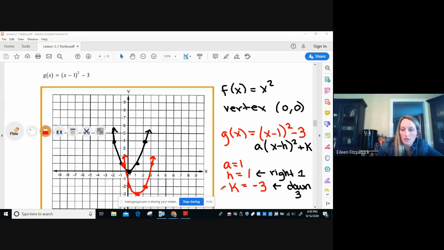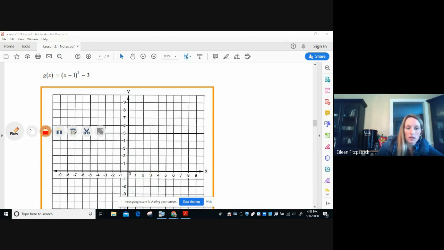Okay, notice the vertex for this function, h comma k, right? H comma k is your vertex. The vertex is located at 1, negative 3. And we can look at the graph now and see if that makes sense. It's located at 1, negative 3. Okay, let's try another one.